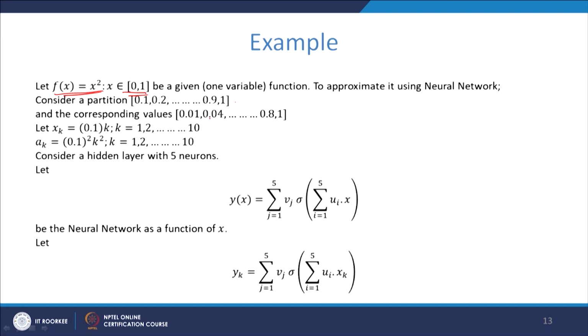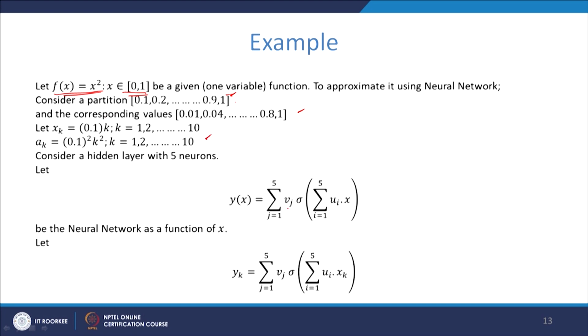0.01 and 0.04 etc. up to 0.81. So, the squares of these values are given here in this bracket, and if you denote xk to be 0.1 times k, that is given by this interval, and the value alpha k, the required values, are actually the squares of these values. These are the required values.